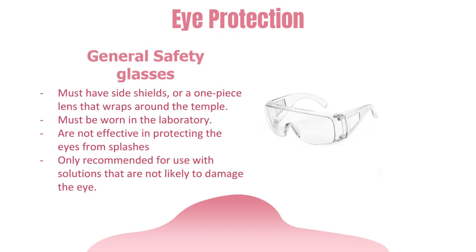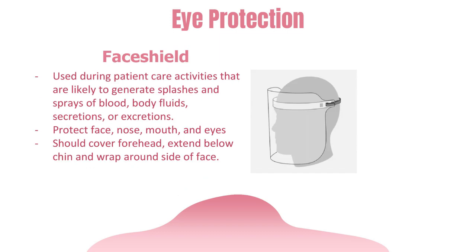General safety glasses. Must have side shields or a one-piece lens that wraps around the temple. It is the minimum level of eye protection that must be worn in the laboratory. It is not effective in protecting the eyes from splashes and is only recommended for the use of solutions that are not likely to damage the eye, such as some buffers and salts.